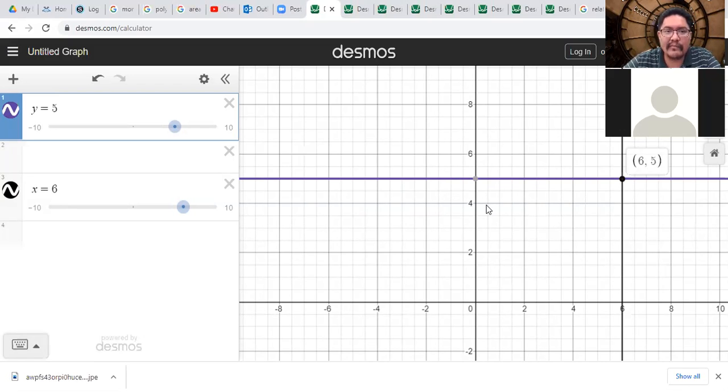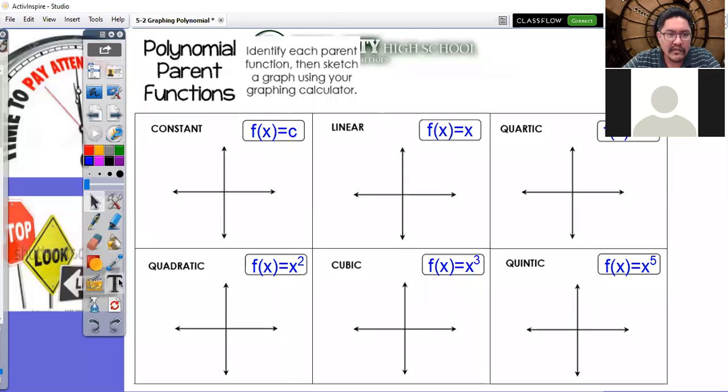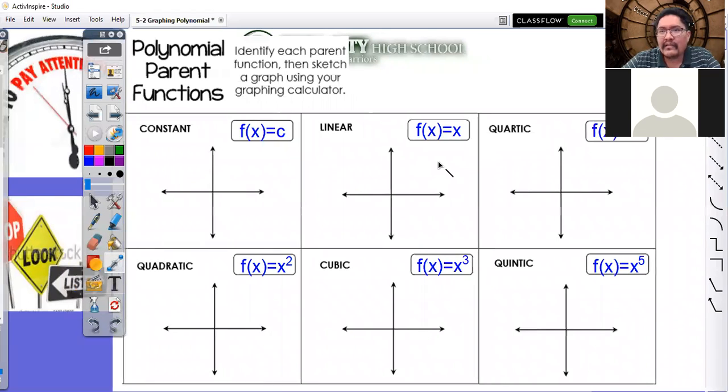So let's go ahead and I'm going to go back to the worksheet, and we are going to graph this line. Now, again, the parent function should really be down here, but I'm going to stick with 5 just because you can see it a little bit better. So we have a horizontal line that does not change either direction.